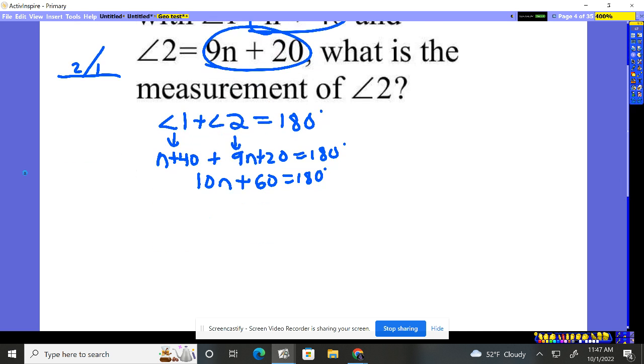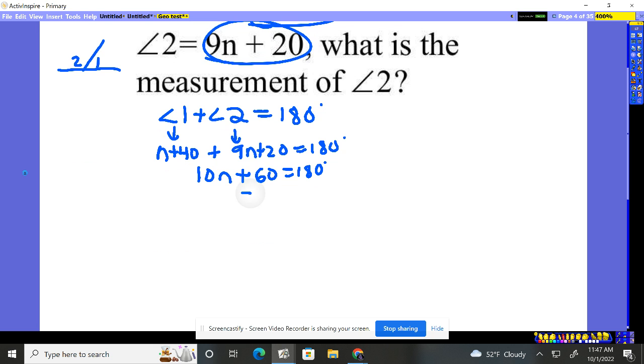Now we just need to solve for n, and we'll almost be there. So subtract 60, 10n is equal to 120. Divide by 10, you get n is 12. But it doesn't say what is n. It says, hey, what is angle 2's measurement?